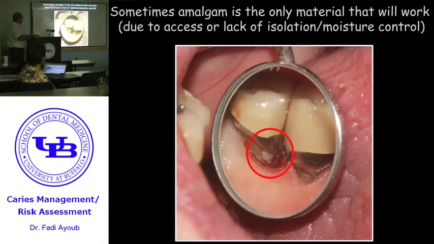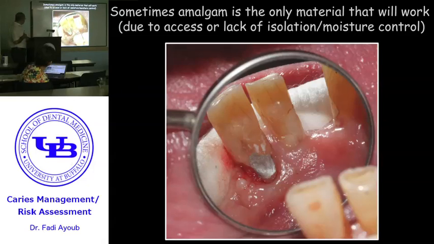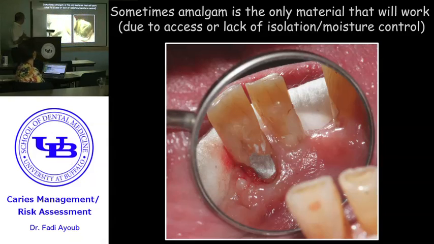Okay, but also sometimes amalgam could be the only material to use, because probably we cannot use anything else, either because of access or lack of isolation for moisture. So amalgam is still in play on root surface. You can see it here. I think most of those situations would still be amenable to the glass ionomer. I agree, yeah. Just have to get access and isolate.